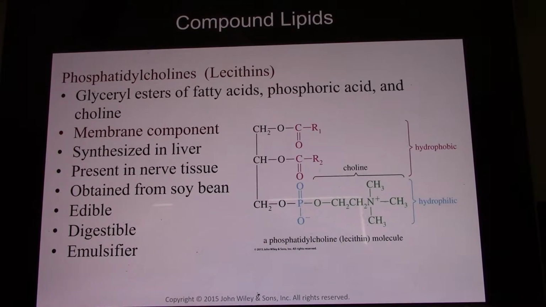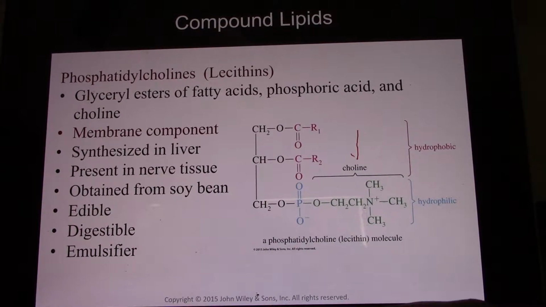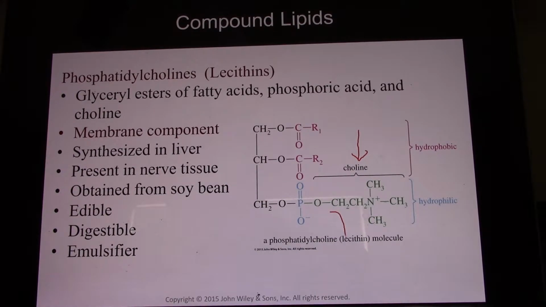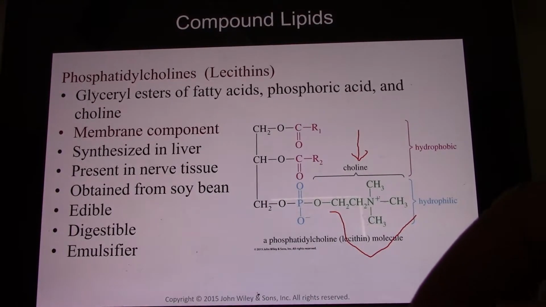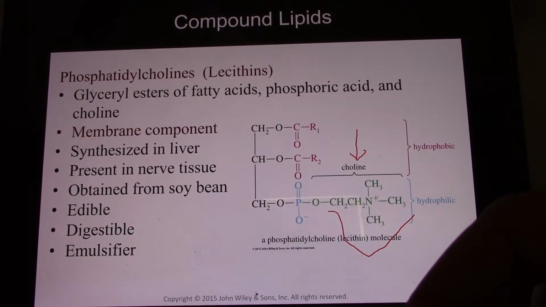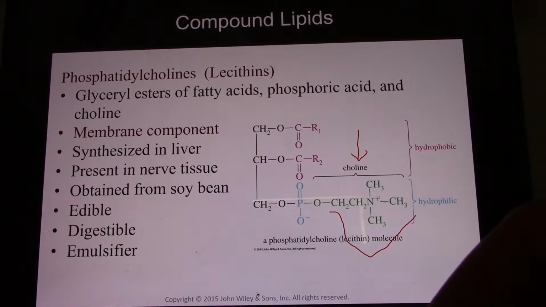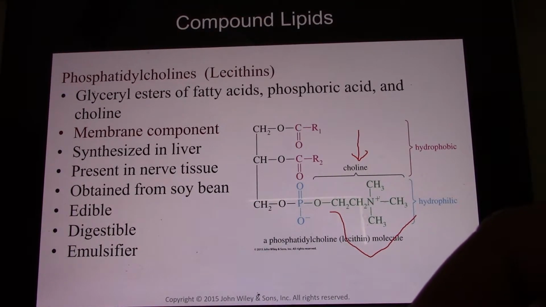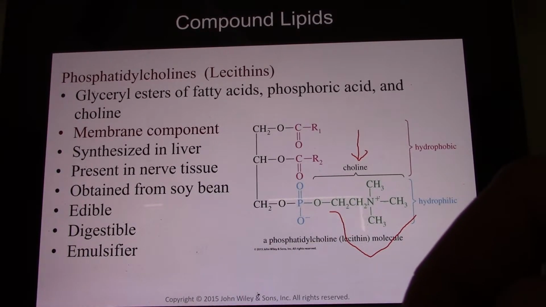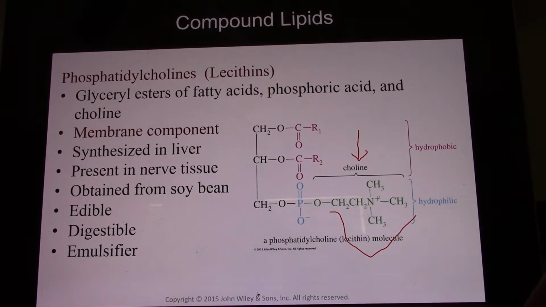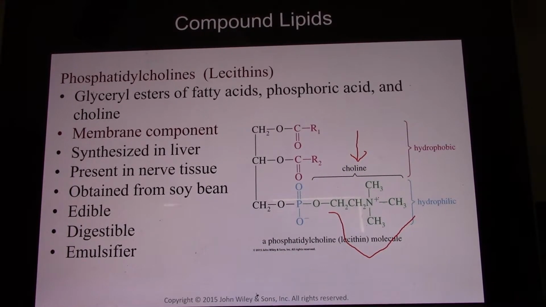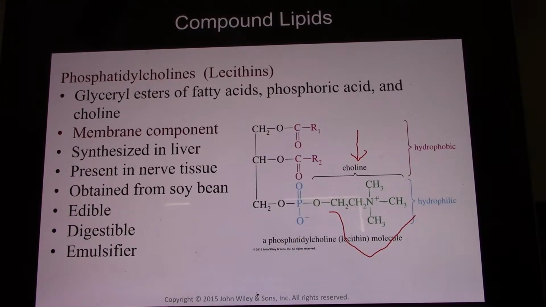So here we see choline. And this is an important part here. It's a quaternary ammonium with a positive charge here, which makes it useful for biological signaling. So the phosphatidylcholines, the lecithins, are the glycerol esters of fatty acids, phosphoric acid, and choline. And these are synthesized in the liver and are present in nerve tissue. They're edible, they're digestible, and they can also be used as an emulsifier, which is a compound that can mix water and oil-based layers into one layer.